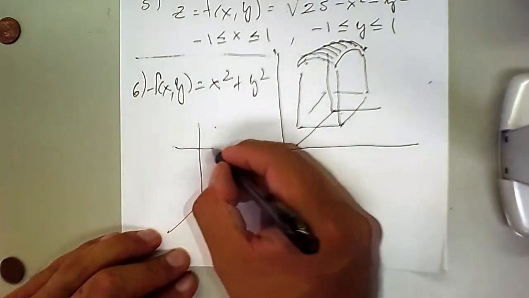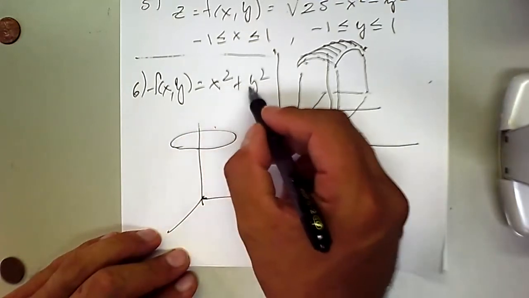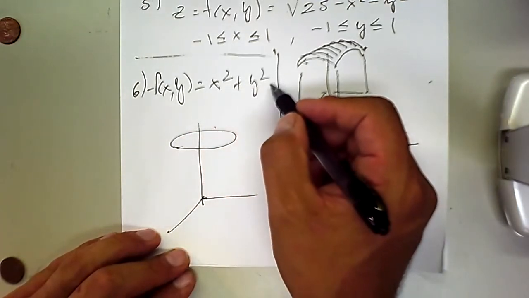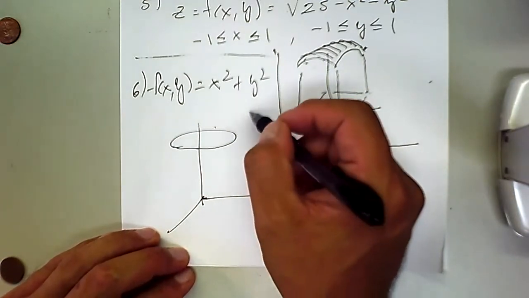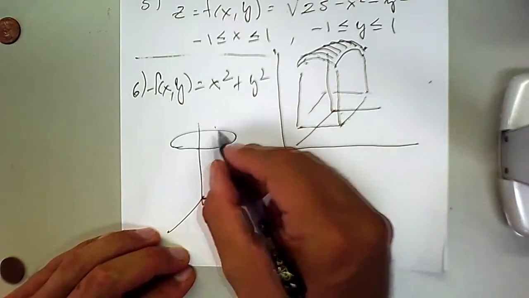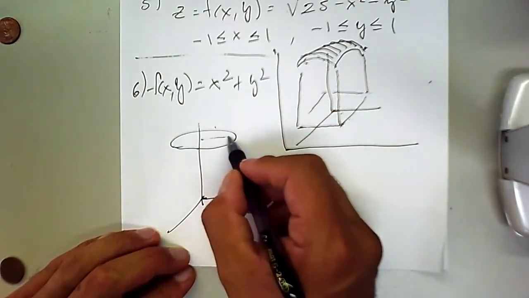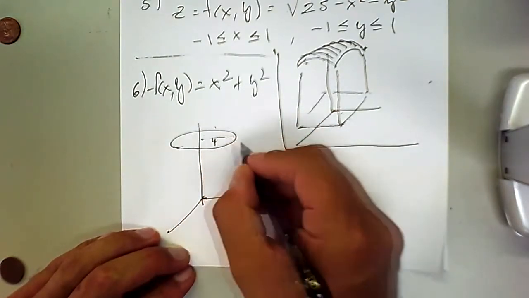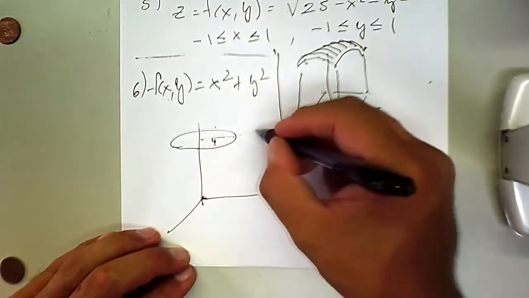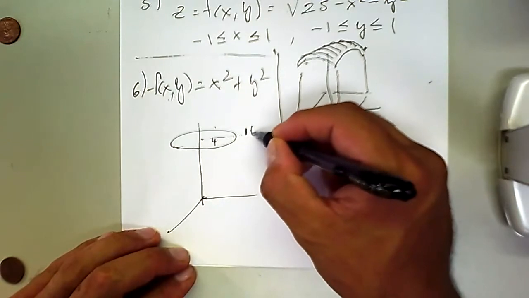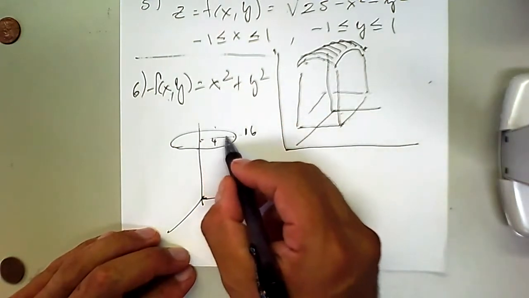Notice that if you look at x squared plus y squared equals a fixed number, that is going to give us a circle. Let's say the number is 16. So that will give us a circle of radius 4. So a radius 4 circle will have a level of 16. Remember, the output is z. So the output will be 16 on a circle of radius 4.